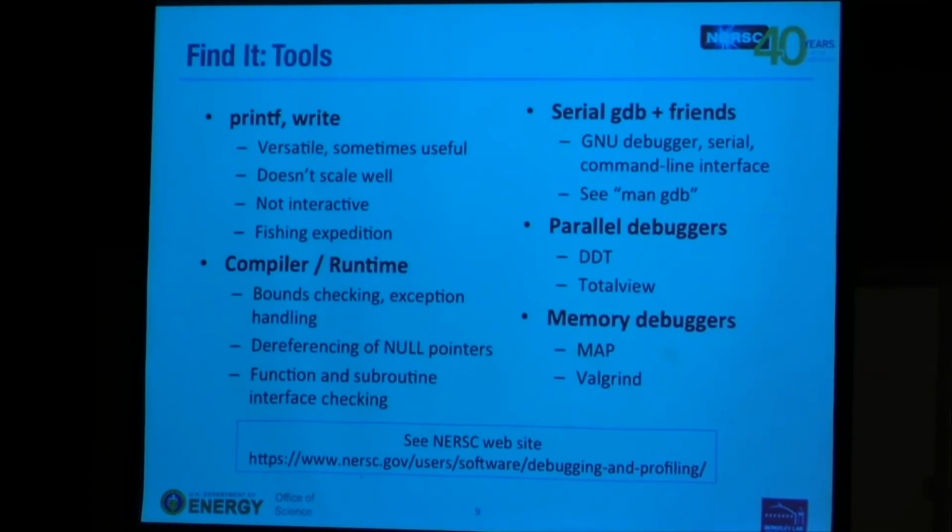And then there are the parallel debuggers. In the high-performance computing world, the two most popular general-purpose debuggers are known as DDT, stamp out bugs, if you know what DDT is, and TotalView. TotalView has been around longer, but DDT has really taken the lead in a lot of the space. And then there are memory debuggers like MAP and Valgrind that let you look at the contents of memory while your code is running and see if there might be bad things going on.